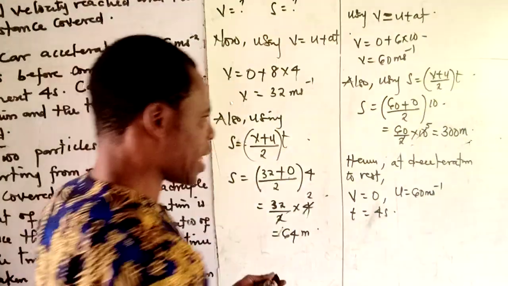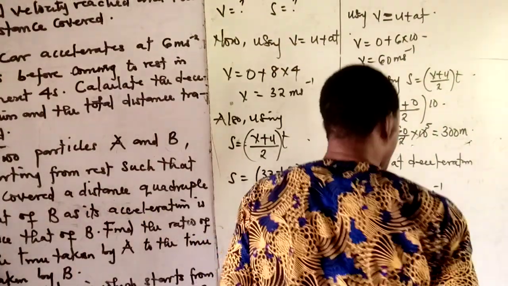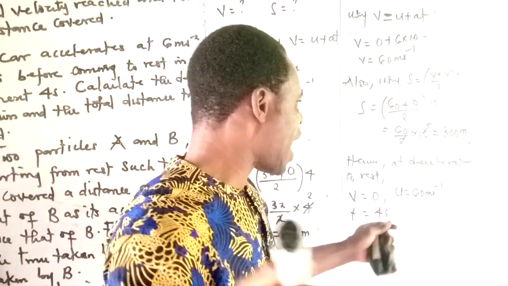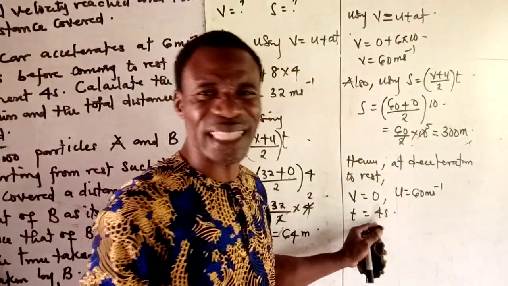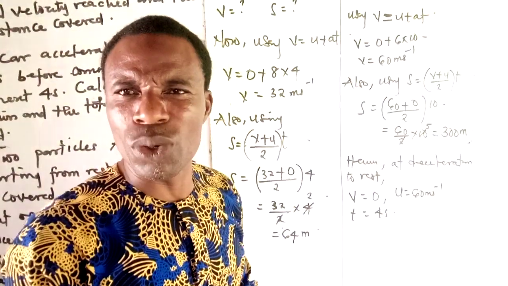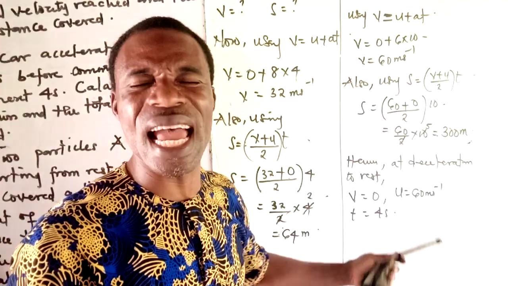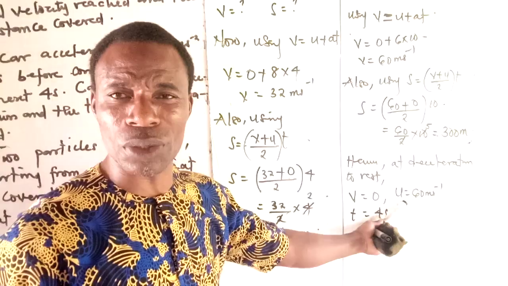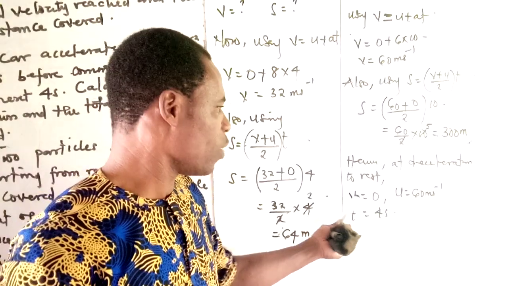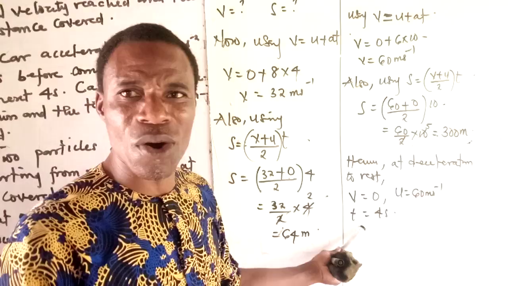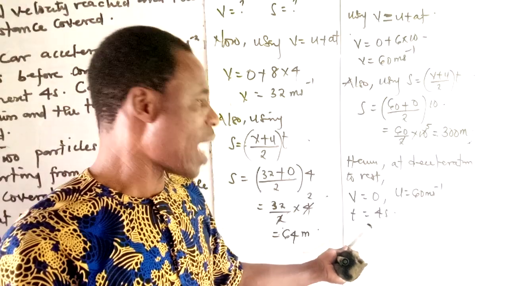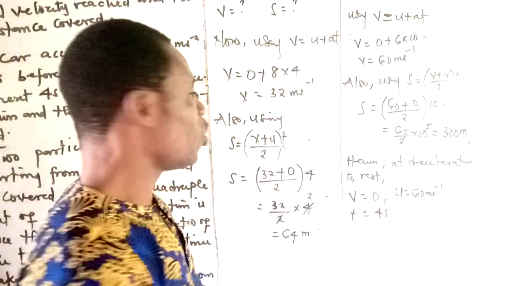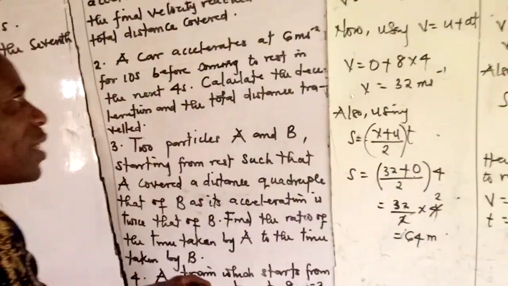Looking at that now, I told you before that your v, your u, your t, your s, your a should be completed in any form of motion. Look at the decelerating motion. We have v, we have u, we have t. No s and no a. And look at the question here. See what they say concerning the question.